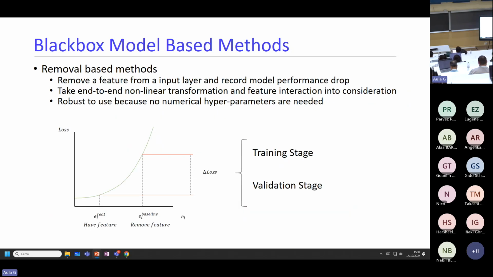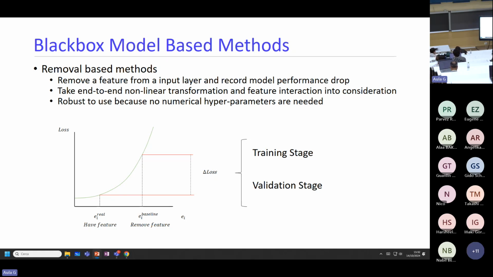Let's enter another paradigm of black box based method, which is called the removal based method. The idea here is very simple: just remove a feature from the input layer and record the model performance drop. You can see from this curve that when you have a feature, the loss is comparatively low. But when you remove it, the loss will increase to some extent. And the loss difference here can be viewed as the feature importance.